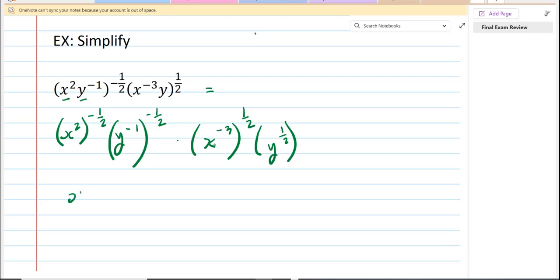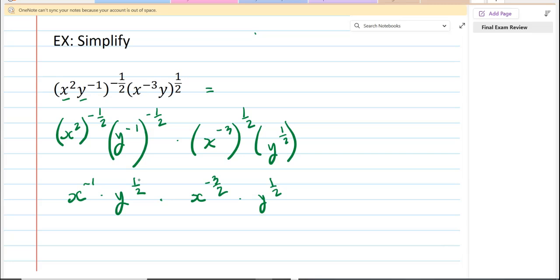So we have x to the power of, remember, power of a power, you multiply the exponents. So this would be negative 1. And then y, negative 1 times negative half, so just going to be positive half. So it's a multiplication. Next one, x to the power of negative 3 half. We're still multiplying the exponents. And the last piece, y to the power of half, which is itself.